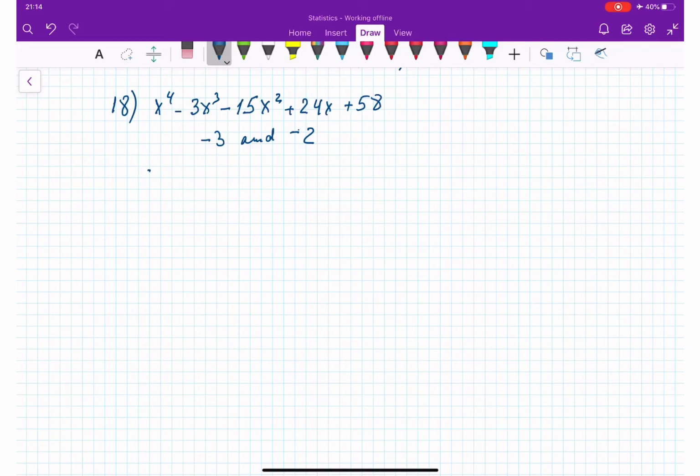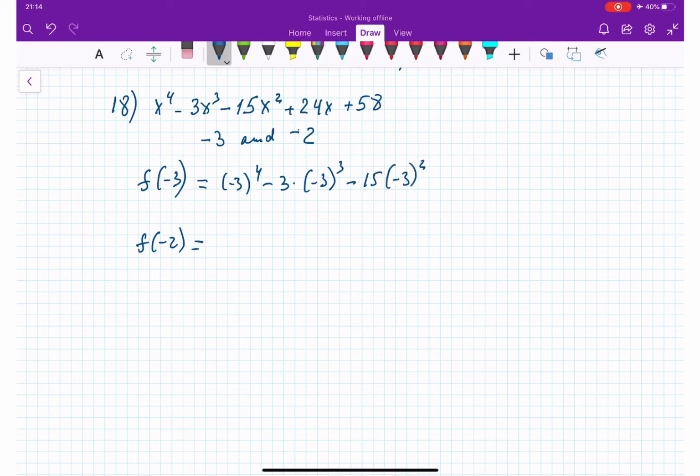Okay, so what do we need to do? We're plugging in f of -3, and then we will plug in f of -2. So for -3, it's going to be -3 to the power 4 minus 3 times -3 to the power 3 minus 15 times -3 to the power 2 plus 24 times -3 plus 58.